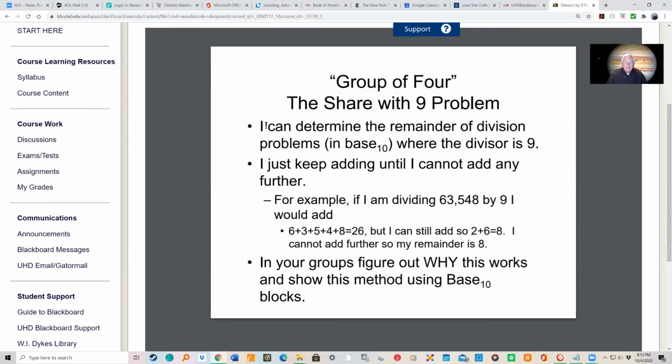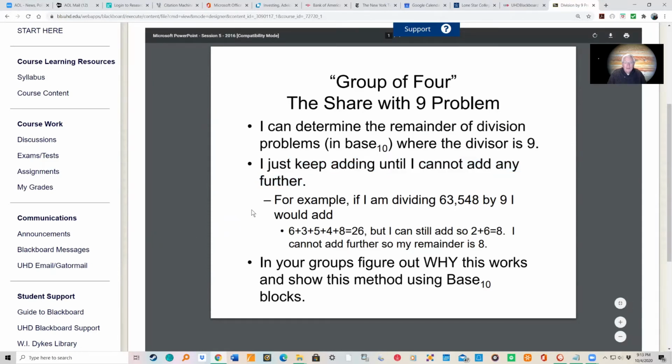This particular child we'll be talking about next week discovered something: when you divide by 9, in other words, when the divisor is 9, he could determine what the remainder was. The statement was, I can determine the remainder of division problems in base 10 when the divisor is 9. And he had a method. You just keep adding until you cannot add any further.